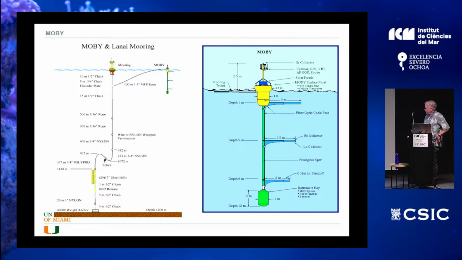So here's generally a cartoon of what MOBI looks like. Down at the bottom is an instrument bay that has the spectrometers in it. It has collectors at each of these three arms that measure both the upwelling radiance and the downwelling irradiance. And then it has another collector at the surface, which is measuring the downwelling surface irradiance.